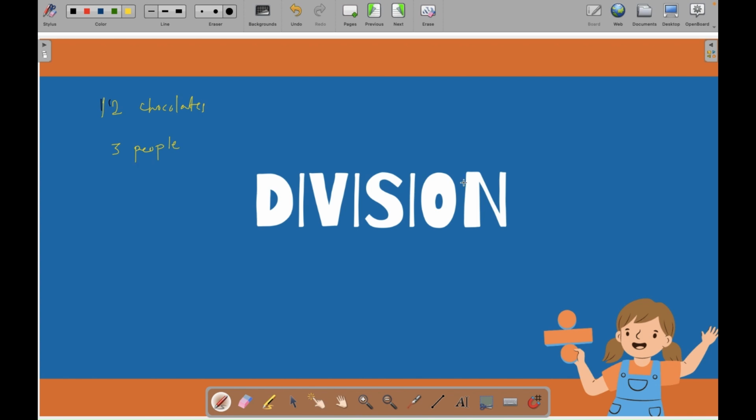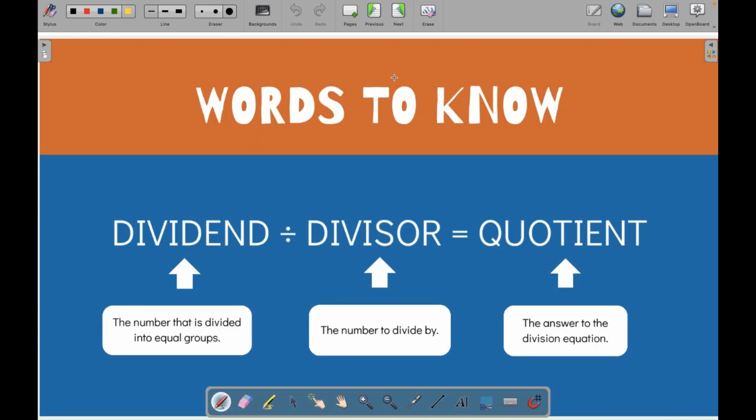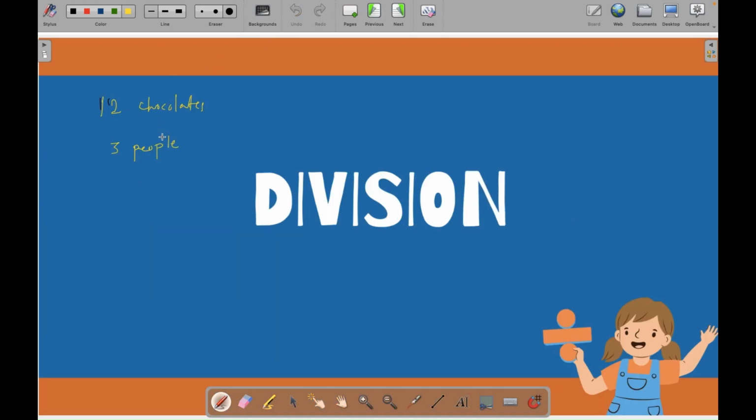Okay. So just like we saw in multiplication what the terms are called, we'll see in division what we call those terms. First of all, how do we denote division? Say, if I go back to this question, 12 chocolates among 3 people, right? So this will be represented as 12, and this is the symbol of division. So I'll denote this as 12 divided by 3. Right, now what are the terms known as?